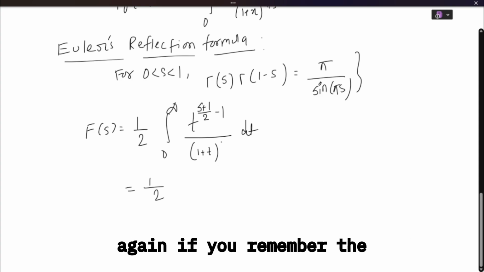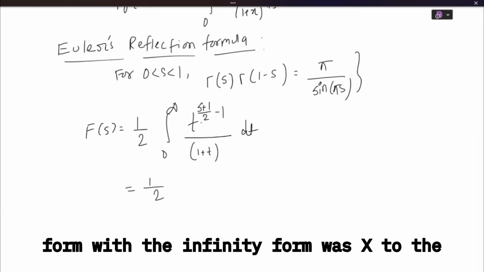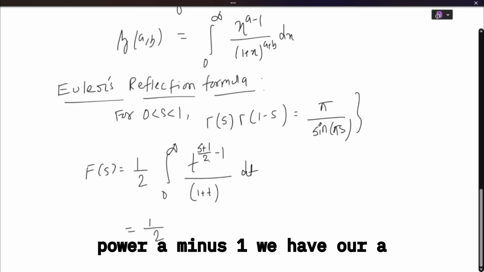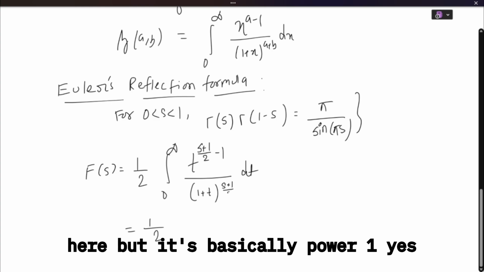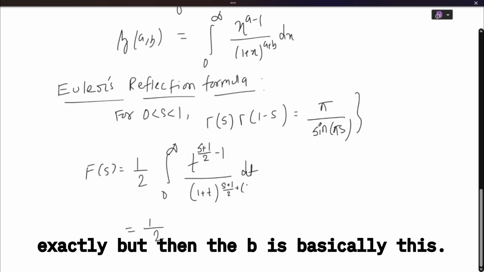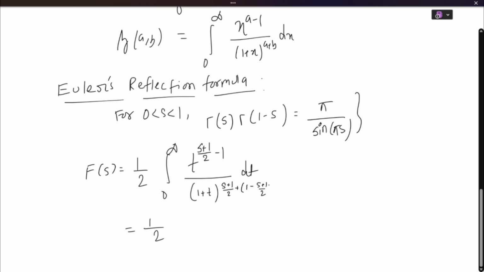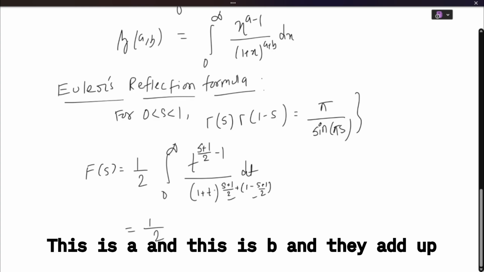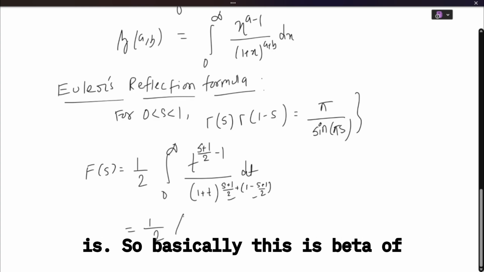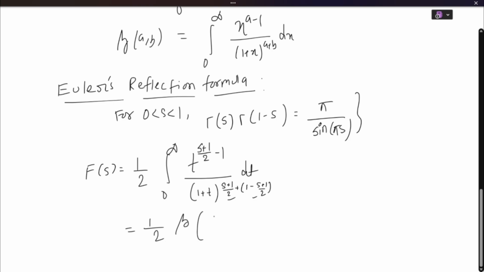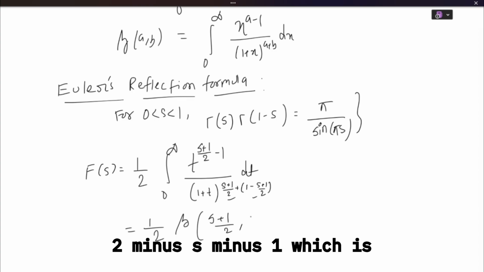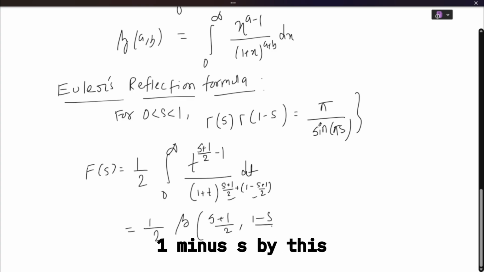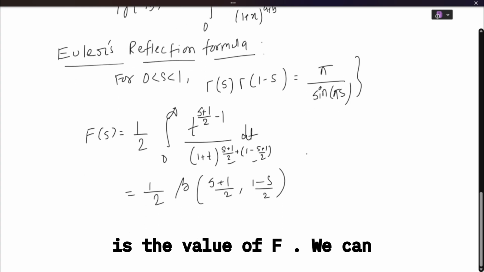But if you remember, the form with the infinity limit was x to the power a minus 1. We have our a here, and the power of the denominator is 1. Then b is basically this. This is a and this is b, and they add up to 1, which is the power of 1 plus t. So basically, this is beta of (s plus 1)/2 comma (1 minus s)/2, since 1 minus (s plus 1)/2 gives (1 minus s)/2. This is the value of f of s.